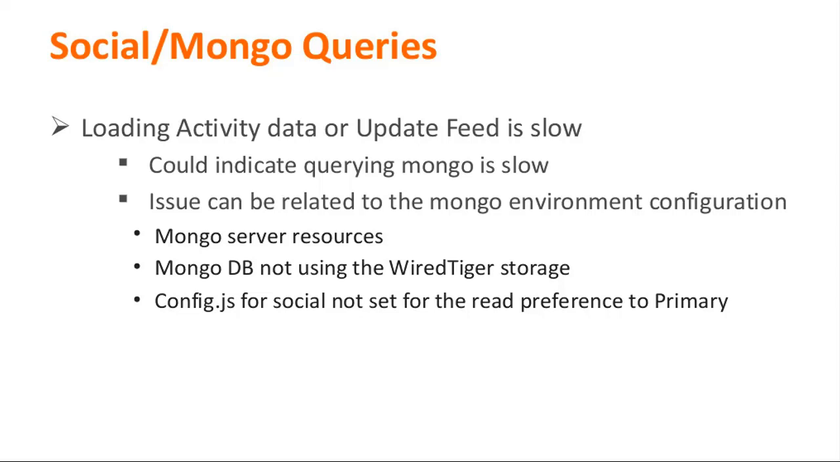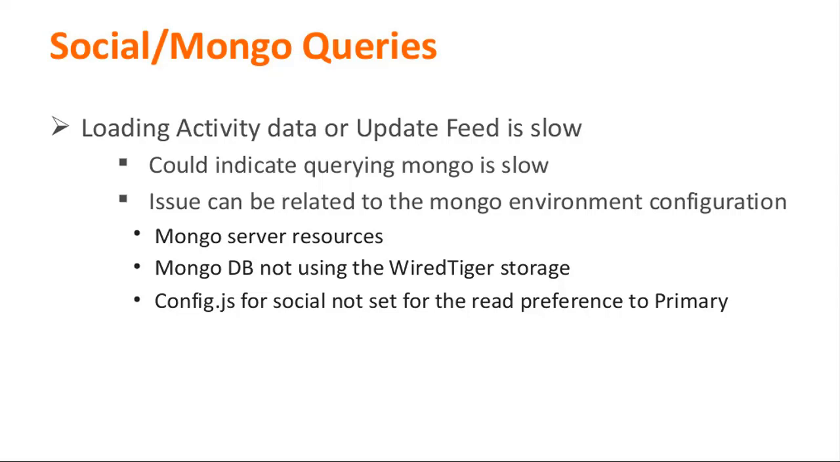So if any of this data, the activity data or the update data, seems to be slow, you should review your Mongo environment. It could indicate that your Mongo environment is slow. It could be related to some configuration on the Mongo side. Maybe Mongo resources. We reviewed the ITSM resources or the Smart IT resources. Similarly, you should review the Mongo server resources to make sure they are all up to the mark.